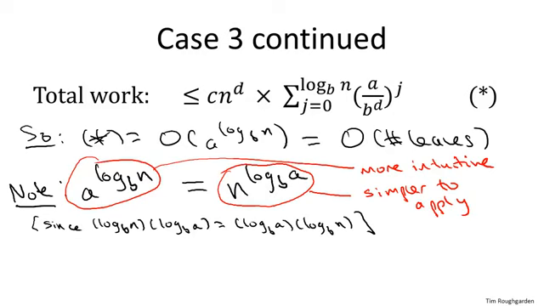In any case, whether or not you want to think about the running time in case 3 as proportional to the number of leaves in the tree or as proportional to n to the log base b of a, we're done. We've proved it. That's case 3. That was the last one. So we're done with the master method. QED.